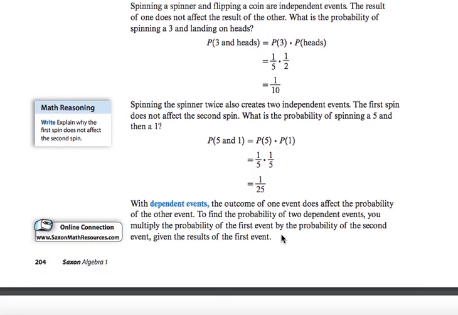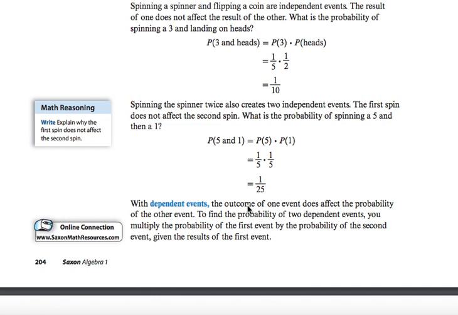Spinning the spinner twice also creates two independent events. The first spin does not affect the second spin because they happen by themselves. What is the probability of spinning a 5 and spinning a 1? So you've got 1/5 probability for getting a 5 and 1/5 probability for getting a 1. You multiply. 1/5 times 1/5 is 1/25 because they're happening independently.